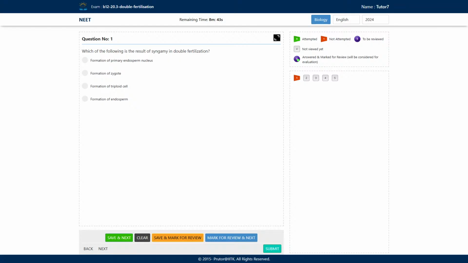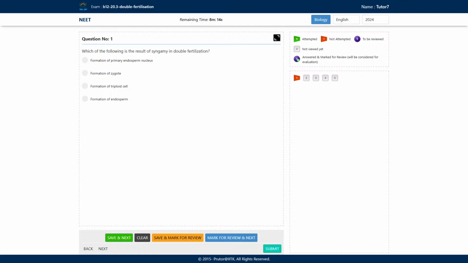Which of the following is the result of syngamy in double fertilization? Let us see the options. First, formation of primary endosperm nucleus. Second, formation of zygote. Third, formation of triploid cell. And D, formation of endosperm. What is the result of syngamy in double fertilization?